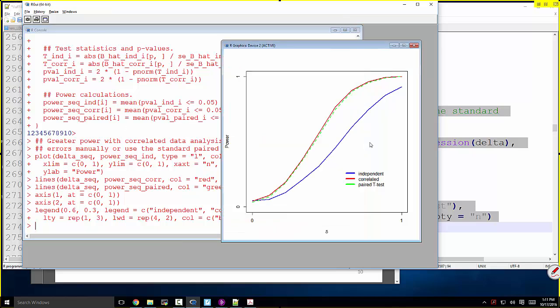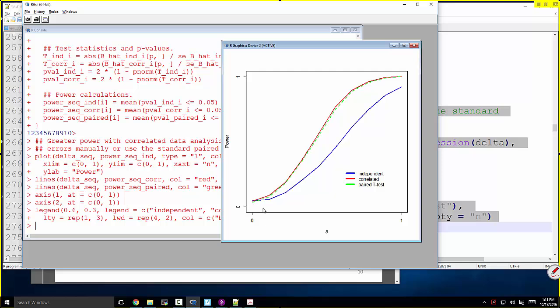Okay, so this is a simulation-based power curve. Delta on the horizontal axis is the mean difference between treatment and control. When delta is equal to 0, there is no difference between treatment and control, or in other words, the null hypothesis is true. And so the power, quote power, is really something we might call type 1 error rate. And here it is correctly at about 0.05 in every case, so that's good.